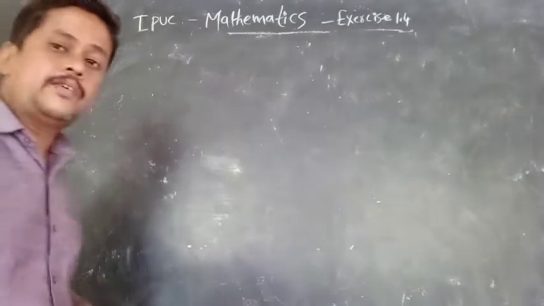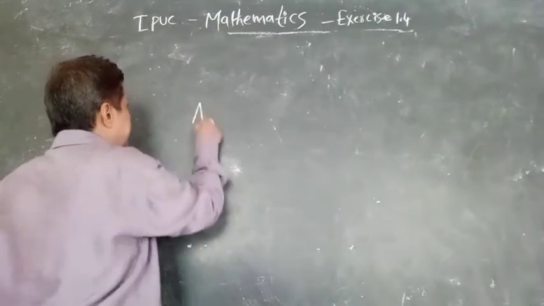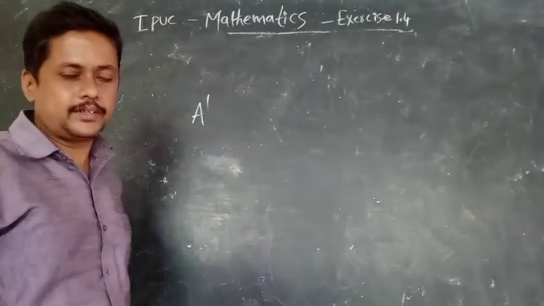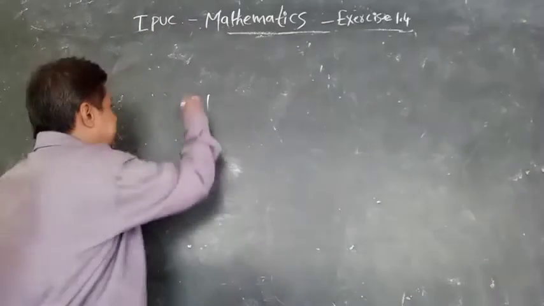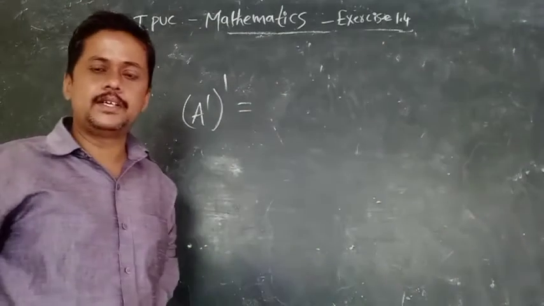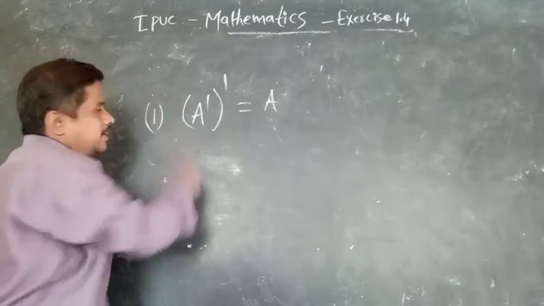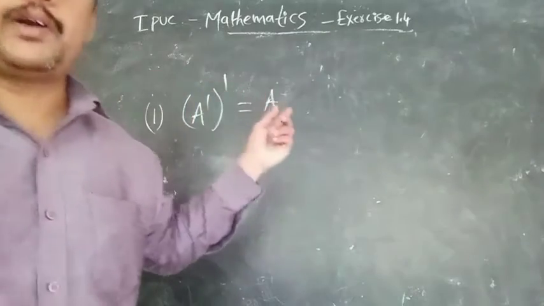I want to tell one property. A dash is A complement, and again if we take another complement, A dash whole dash, it will be A only. This is the main property, a very important condition.